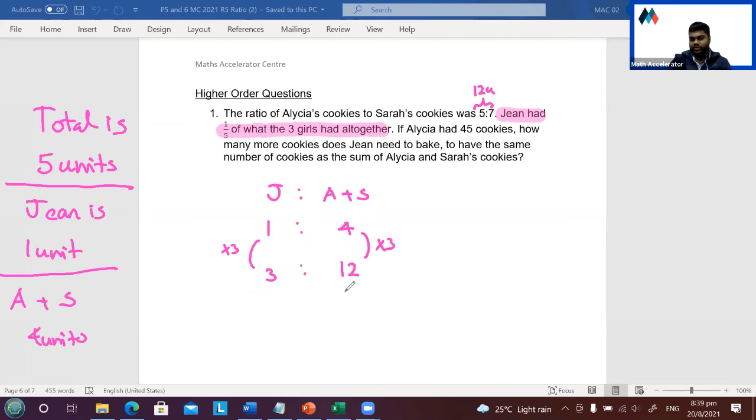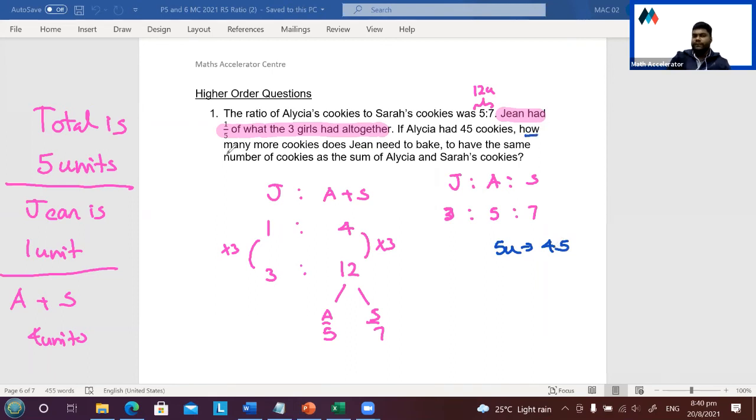So now we establish this. From the 12, A is 5 and S is 7, as in Sarah. So therefore, you can now write your new ratio as J is to A is to S as 3 is to 5 is to 7. Okay, so now read the question. If Alicia had 45 cookies, which means 5 units is 45. Okay, so now read the question carefully.